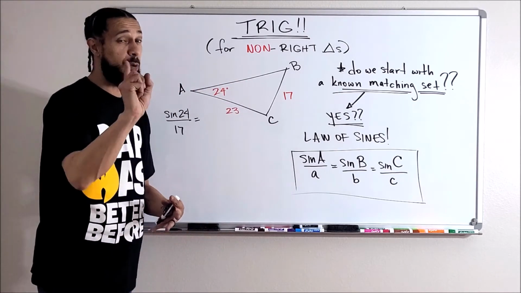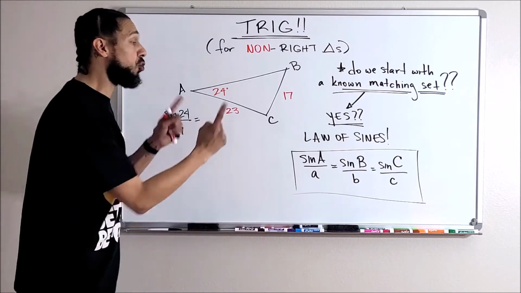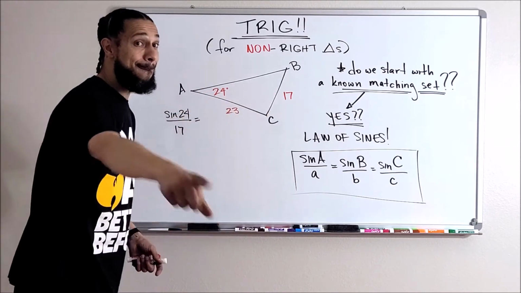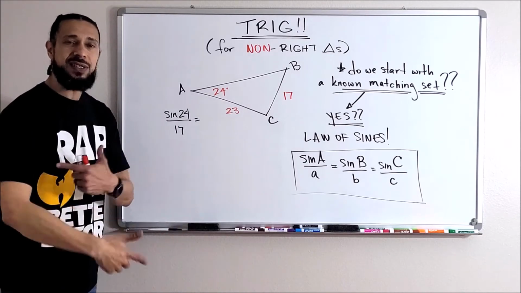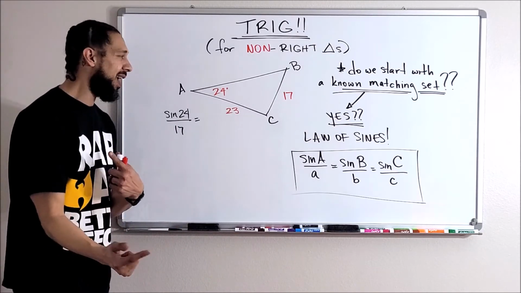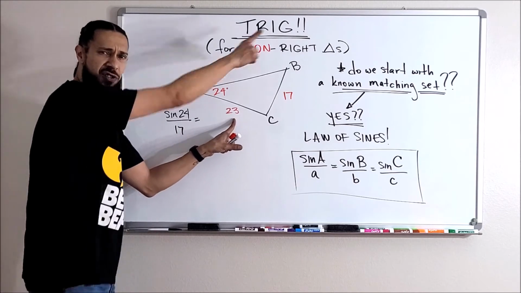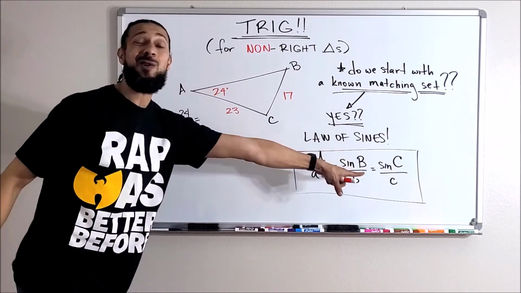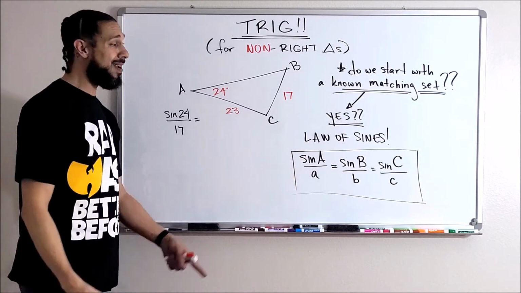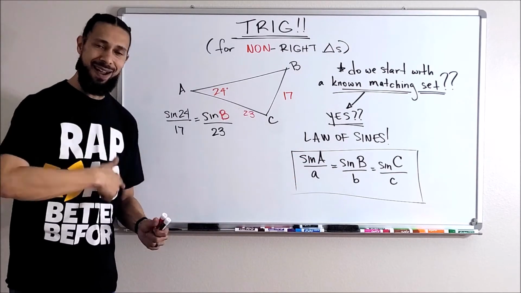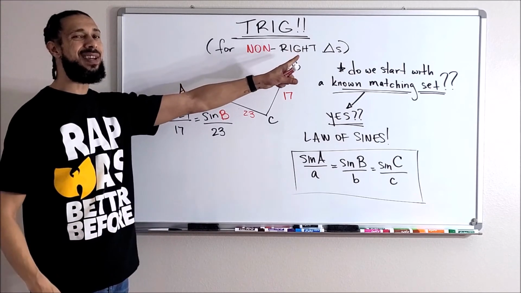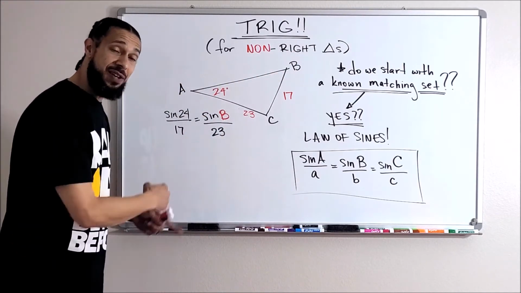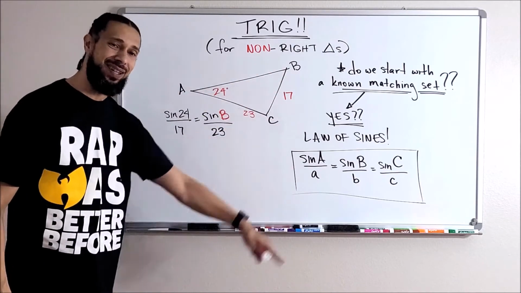Well, that's a little bit different. We'll talk about that later. But start with your matching set. 24, 17, matching set. So what other set will we be talking about, right? What side is this? Across from angle B has got to be side B. I don't know anything about C, so I'm not going to use that last fraction. Finish out like this. See, I don't know what angle B is, but I do know side B is 23. So we're going to use this information to find that angle B.